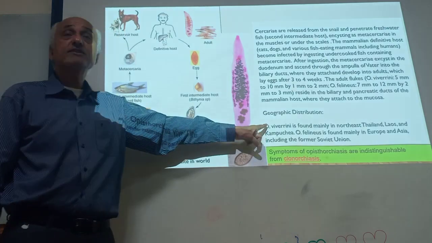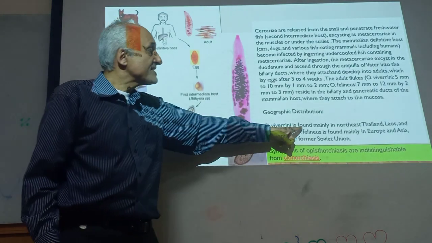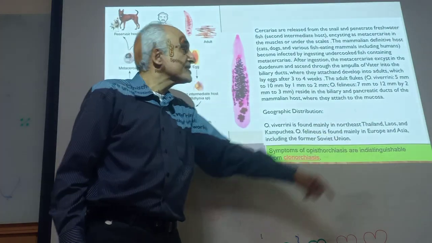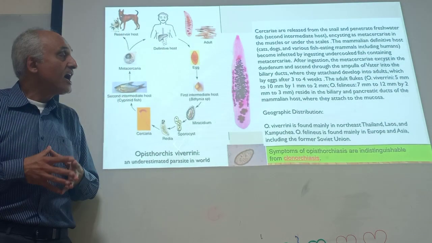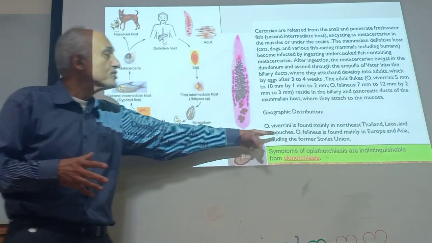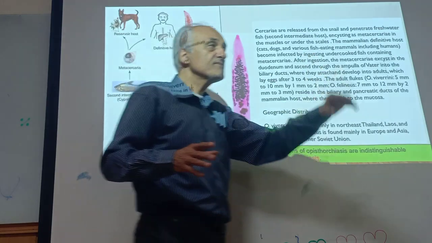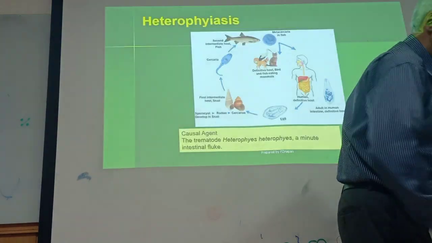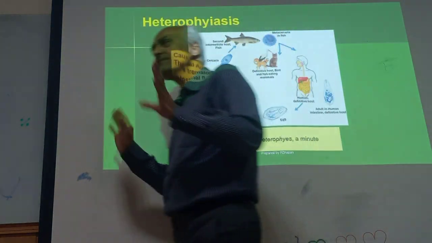Geographic distribution for Opisthorchis is found mainly in northeast Thailand, Laos, and Cambodia. Okay, this is very clear. And this is the last one.